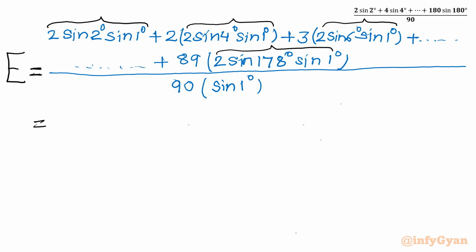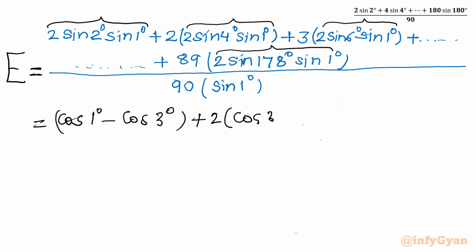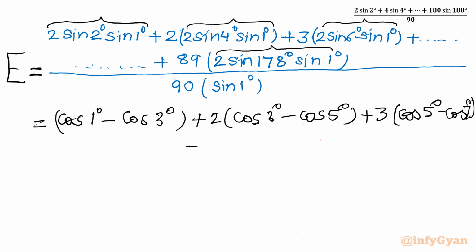So I will be writing here cos(2 minus 1), so cos 1 degree, minus cos(a plus b), cos(2 plus 1), so cos 3 degrees. Then plus 2 times cos(a minus b), so cos 3 degrees, minus cos(a plus b), so cos 5 degrees. Third bracket, it would be 3 times cos 5 degrees minus cos 7 degrees. Similarly, the last bracket, it is 89 times, in bracket cos(a minus b), so 177 degrees, minus cos(a plus b), so 179 degrees.